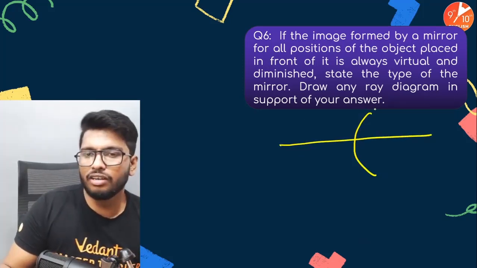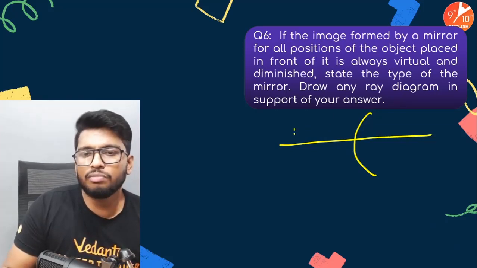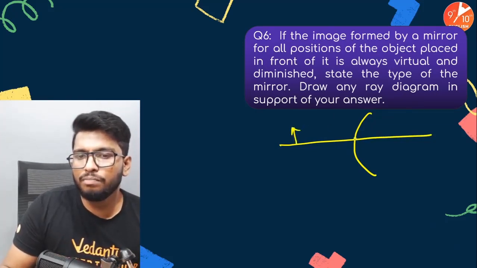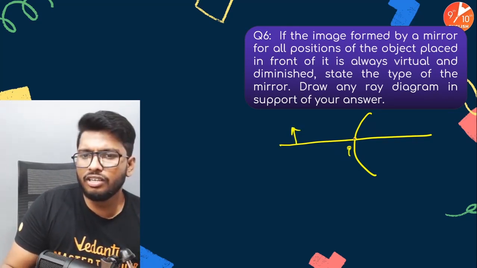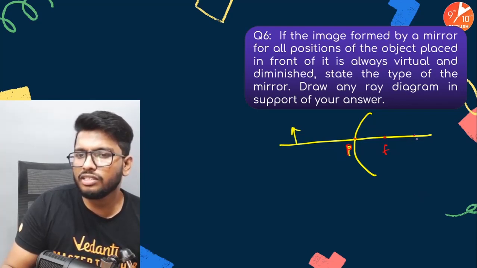So this is a concave mirror, right? This is a convex mirror right here. So this is my object, alright? This is my pole right here, I'll call it P. Let me mark with a different color so that you can differentiate it. I'll call this P, this my focus, and this my center of curvature.